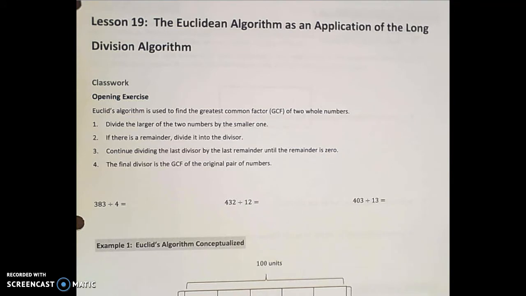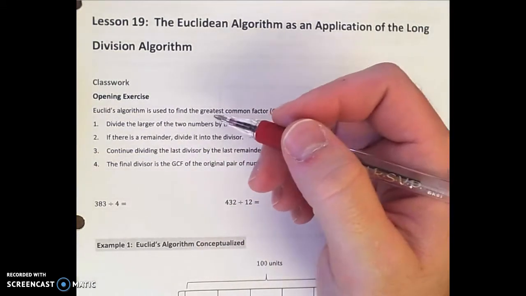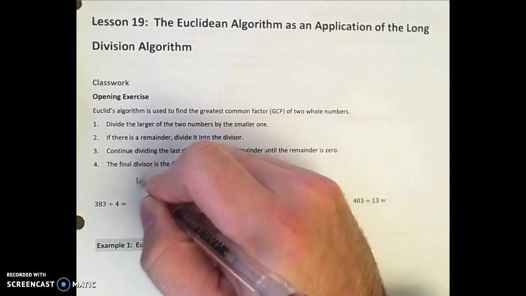Okay, so that might sound a little bit complicated. So what we're going to start off with is a little bit of review of long division. So for example, we have 383 divided by 4.